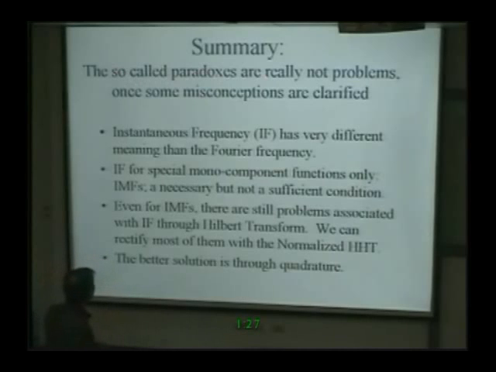The so-called paradoxes are really not problems when some misconceptions are clarified. I believe the so-called paradoxes are those harbored by people who had their minds fixed on Fourier analysis. Everything you get, you have to compare with Fourier. But we know Fourier has certain shortcomings. Even if I compare well with Fourier, does that mean that my answer is reasonable? Given that the original Fourier is already proved to be not unreasonable. So instantaneous frequency has a very different meaning than Fourier frequency.